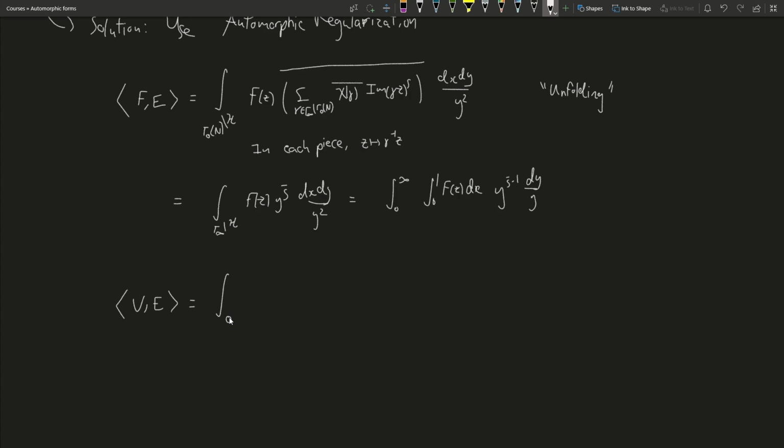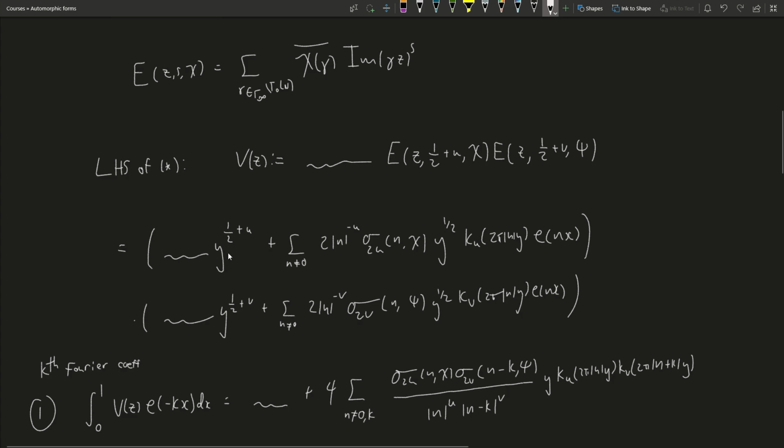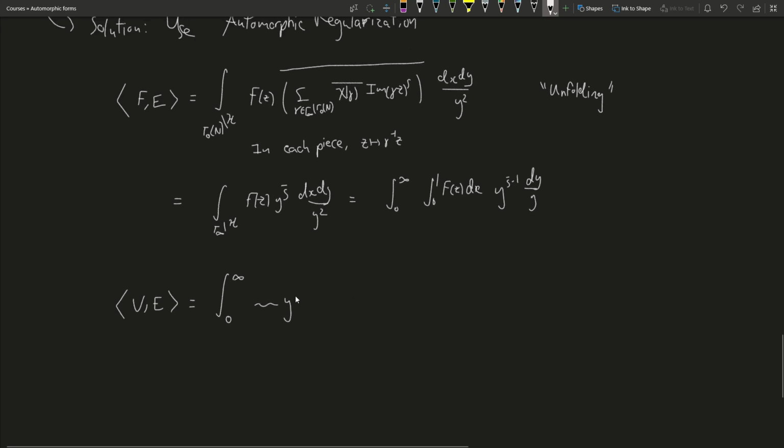using the same idea, this integral from 0 to infinity of something times, well, okay, let's look at our function v. What is the constant term going to look like? It's going to be some power of y that you get from multiplying these two things together. So it's going to be something times y to the 1 plus u plus v, plus the sum over n not equal to 0, and then what is it?